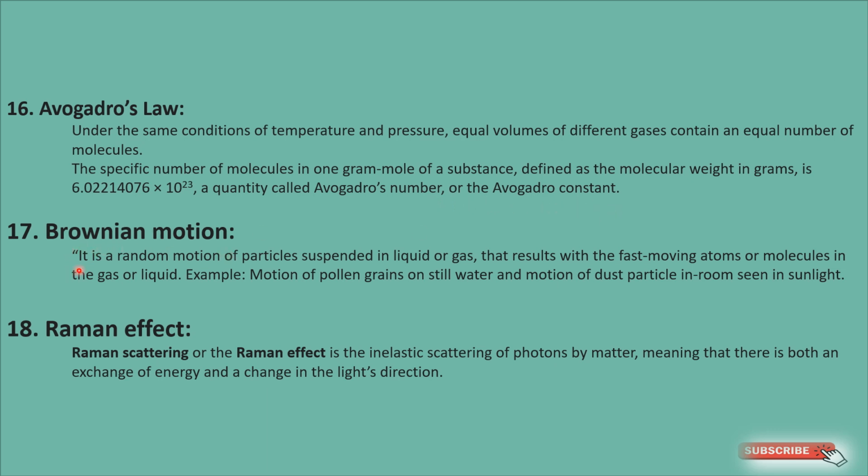Brownian motion. It is a random motion of particles suspended in liquid or gas that results from the fast moving atoms or molecules in the gas or liquid. Example, motion of pollen grains on still water and motion of dust particles in a room seen in sunlight. Raman effect. Raman scattering or Raman's effect is an inelastic scattering of photons by matter, meaning that there is both an exchange of energy and a change in the light's direction.